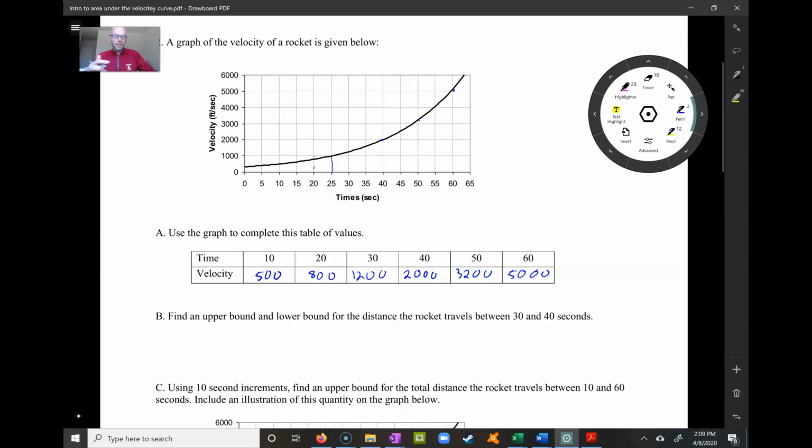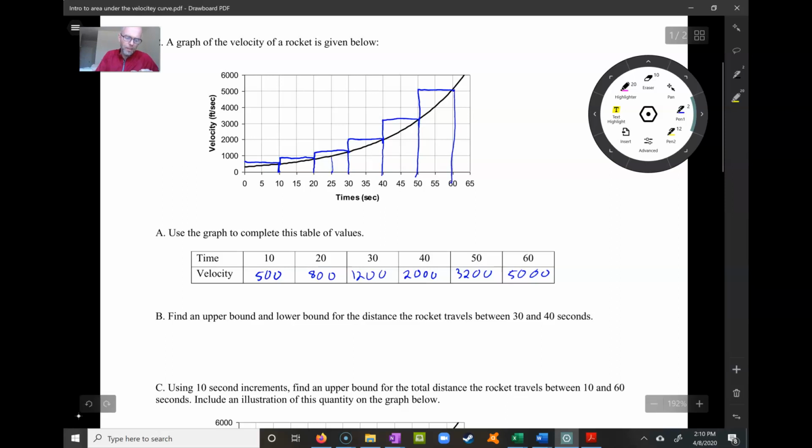Now, before we find an upper and lower bound, I'm going to go back and draw these little pictures. So at 10, we said we were at 500. At 20, we said we're at 800. At 30, we're at 1,200. So we're making these little blocks, right? You see what I'm doing? At 40, we were at 2,000. At 50, we were at 3,200. And at 60, we were at 5,000. So those rectangles kind of represent what we're showing here.